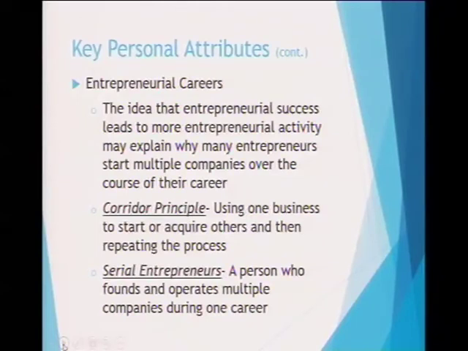Entrepreneurial careers: there's the idea that entrepreneurial success leads to more entrepreneurial activity. Companies tend to have two major issues here. We see the corridor principle and serial entrepreneurs. The corridor principle is where you use one business to start or acquire others and then repeat the process. For example, you start a shoe repairing company, then a shoe polishing company, another one; you are in the same corridor, the same line of business. Serial entrepreneurs are people who found or operate multiple companies during one's career. So you could be in transport, in bakery, in farming. Those are serial entrepreneurs, so they're different from the corridor ones.